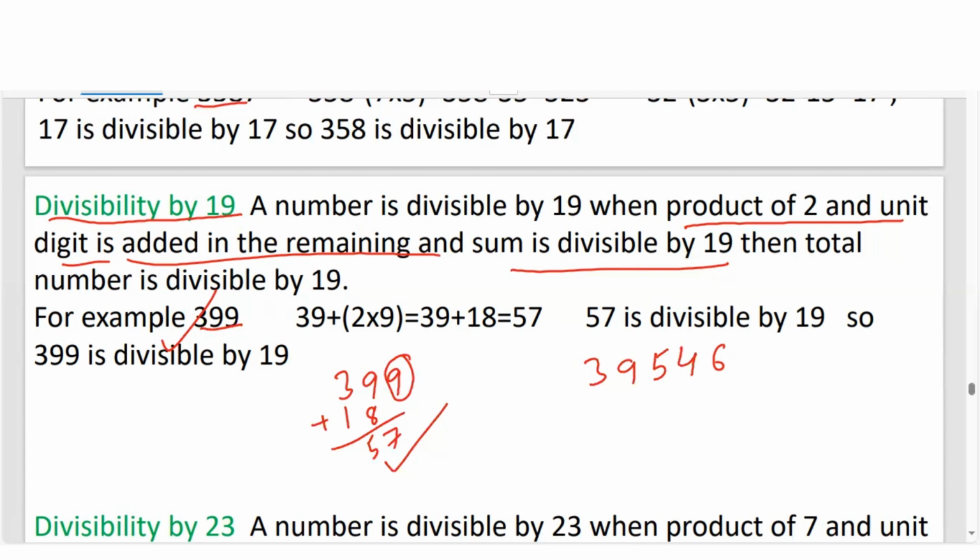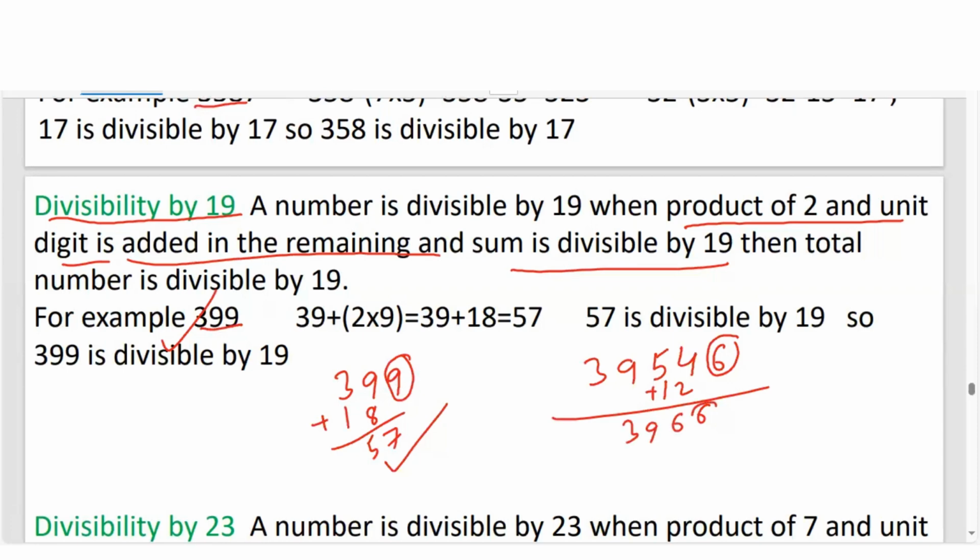Here a 5-digit number. No problem. We can do this question by the same method very easily. So here, what is the unit digit? 6. And product of 2. So 2 6s are 12. So add here 12. So what are we getting? 4 2 6, 5 1 6, 9 and 3.